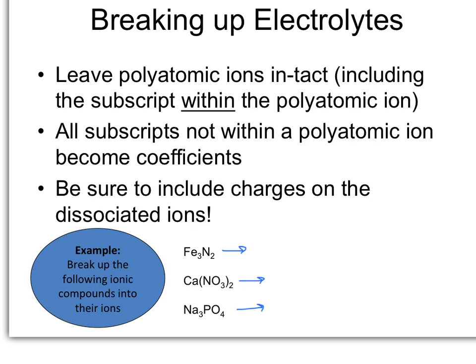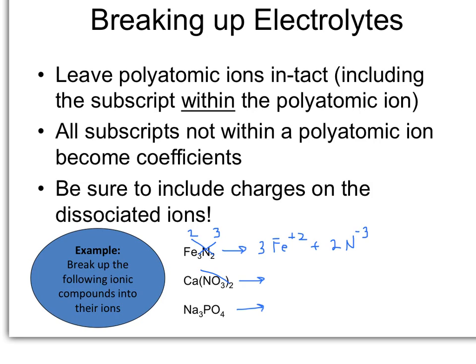Let's take a look at the first example. If we cross these numbers back up, you will get the charges of the ions. The subscripts tell you how many you have. So in the first example, iron 2 nitride, we're going to have 3 iron 2 ions and 2 nitride ions.